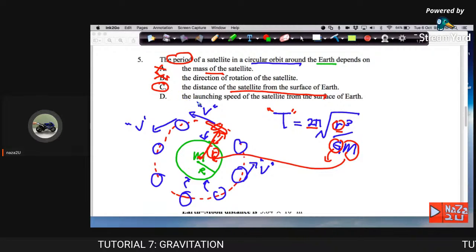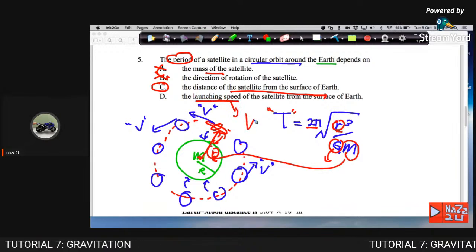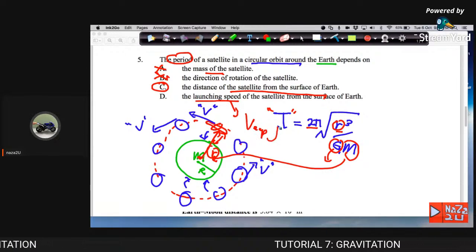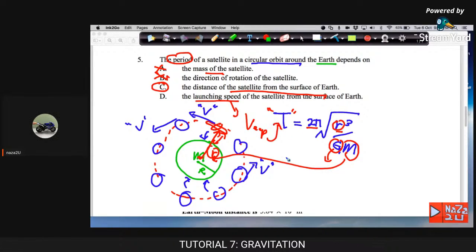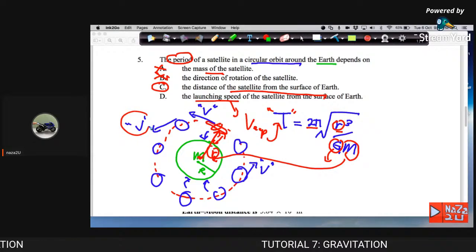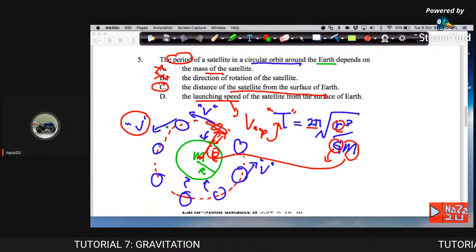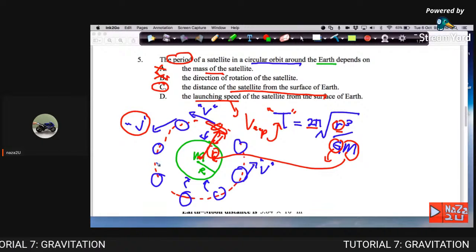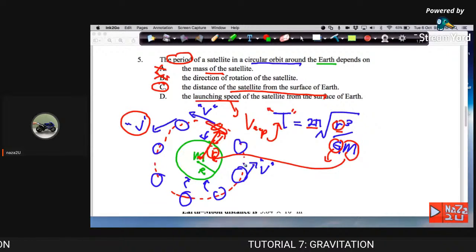The D is launching speed. It refers to the V escape, not related to the period T. The period T depends on the V of the satellite. Okay, dia bergantung kepada bukan escape velocity tapi V dia ni semasa dia bergerak mengelilingi bumi pada orbit yang tetap.